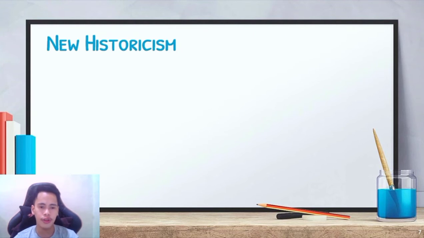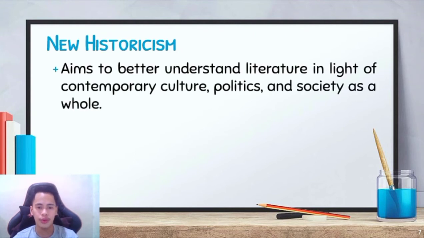A literary theory known as New Historicism aims to better understand literature in the light of contemporary culture, politics, and society as a whole. Those who adhere to New Historicism believe that art is inextricably linked to the social and cultural practices of the time. Stephen Greenblatt developed it in the 1980s.